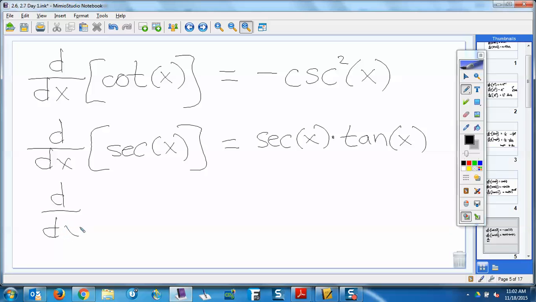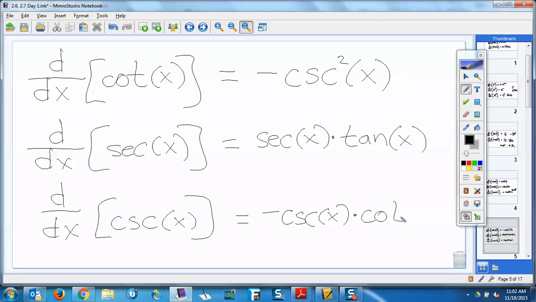All right, last one is cosecant. And again, we saw that connection before, so if the derivative of secant is that, what do you guess for cosecant? Negative cosecant times cotangent x. See that?